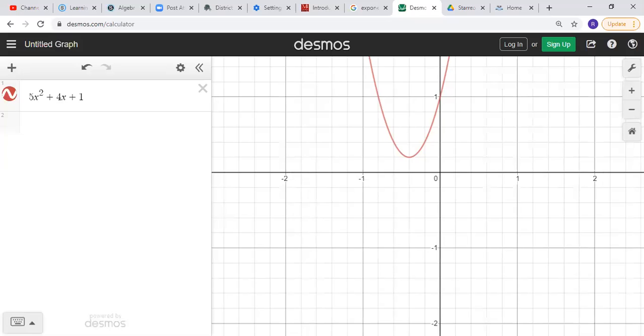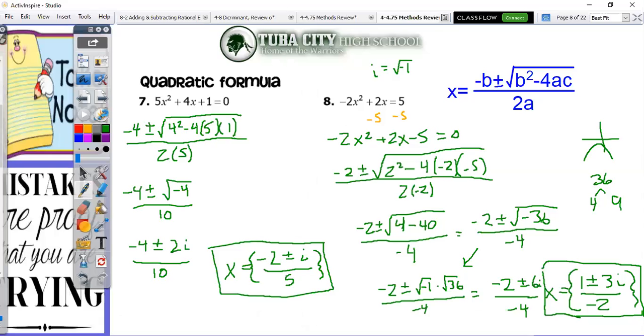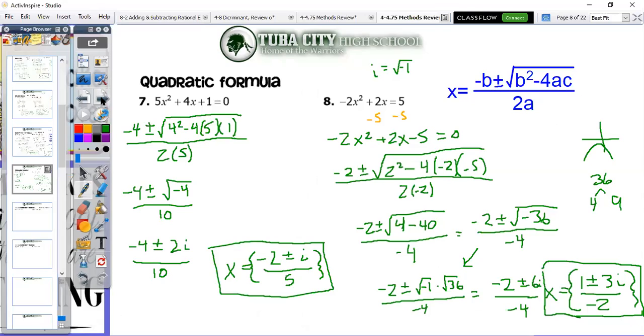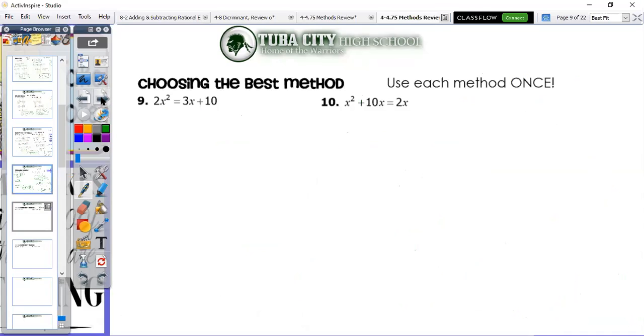Anyway, let's go ahead and get back over here and move on to the next exercise. So we're going to do another type of exercise, and that is choosing the best method. Now they want us to use each method only one time. So if we choose a method, we can't use that same method on a different problem.